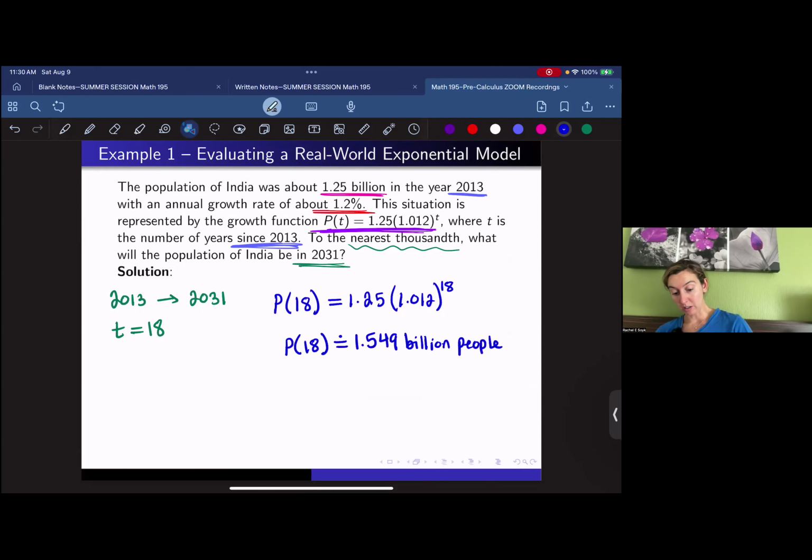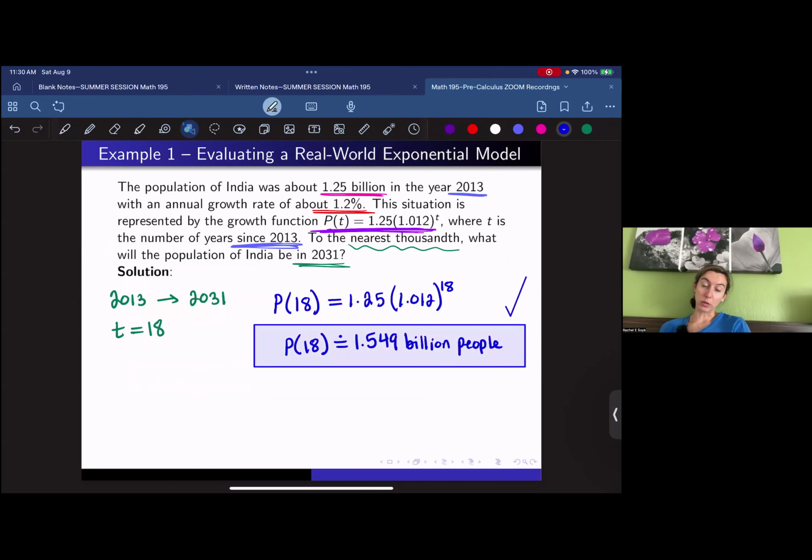Which is a significant difference over just 18 years. From 1.25 to 1.54. It's like over 250 million people increased within 18 years. That's insane. Boy, overpopulation.